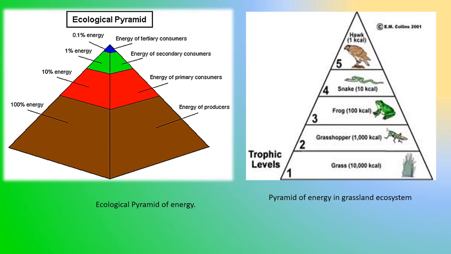These are two different examples of ecological pyramids of energy. The first one is the ecological pyramid of energy, where there is a decrease of the energy towards the apex, and this one is one more example of the pyramid of energy in a grassland ecosystem.